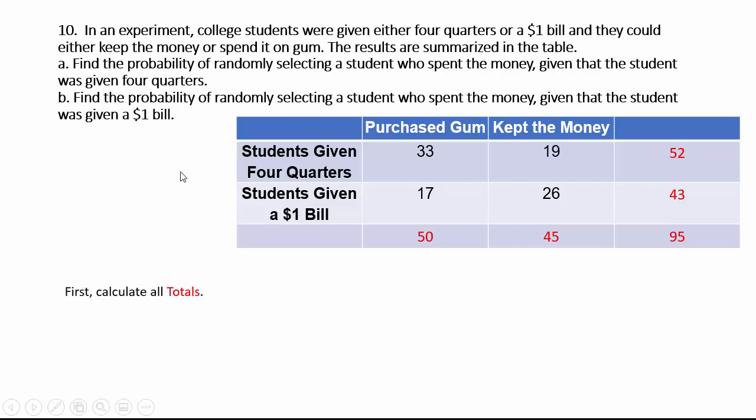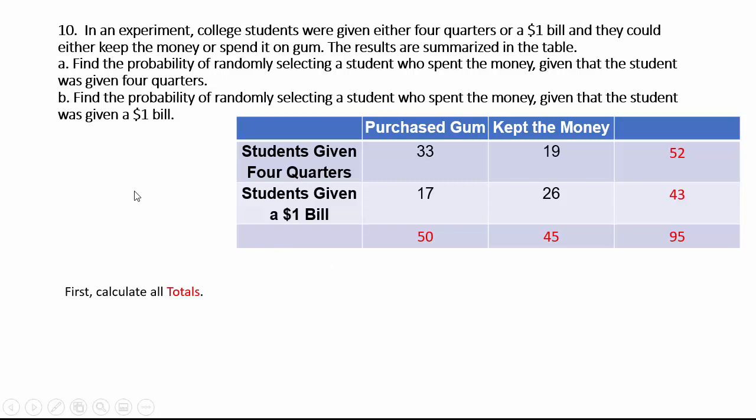So like before, you're probably not going to give them totals, so calculate all the totals. So 33 plus 19 gives you 52, 17 plus 26 gives you 43, add 52 to 43, you get 95, and then 33 plus 17 gives you 50, and 19 plus 26 gives you 45. If you did 50 plus 45, you get 95, and you can double check to make sure that is the right total.